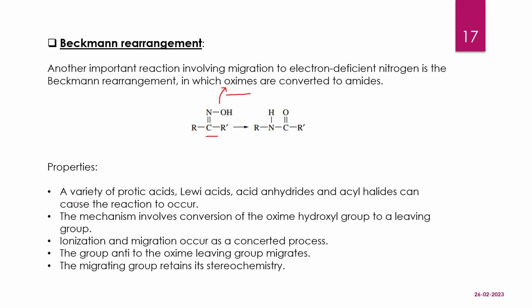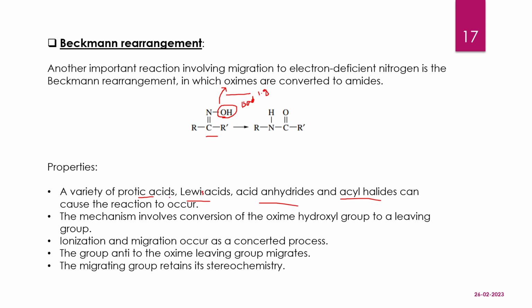A variety of protic acids, Lewis acids, acid anhydrides, and acyl halides can cause the reaction to occur. The mechanism involves the conversion of the oxime hydroxyl group to a leaving group. All of these are used just to convert this bad leaving group OH to a good leaving group. It's a bad leaving group because it doesn't have any resonance stability. So to make this a good leaving group, all these reagents are used.